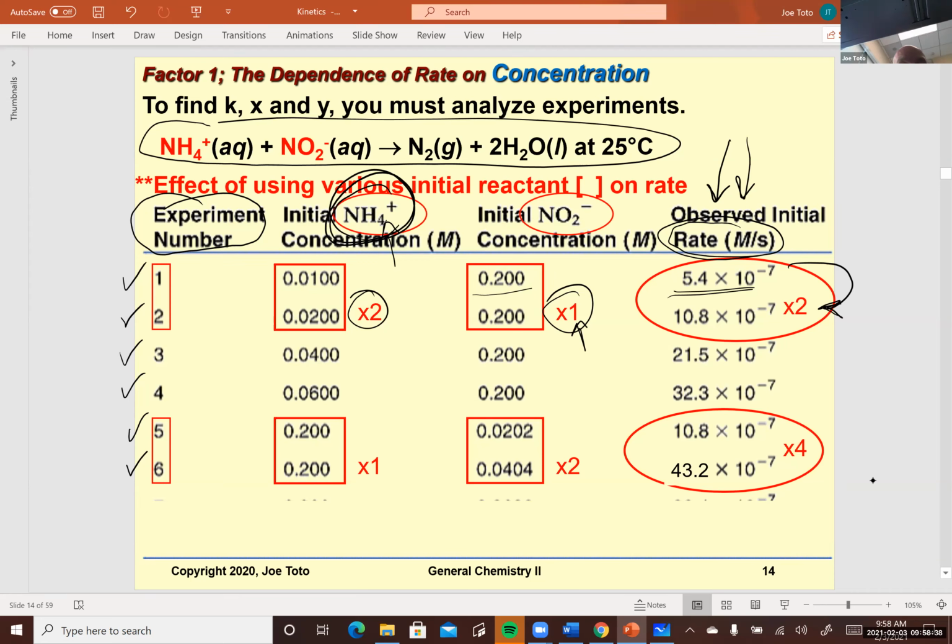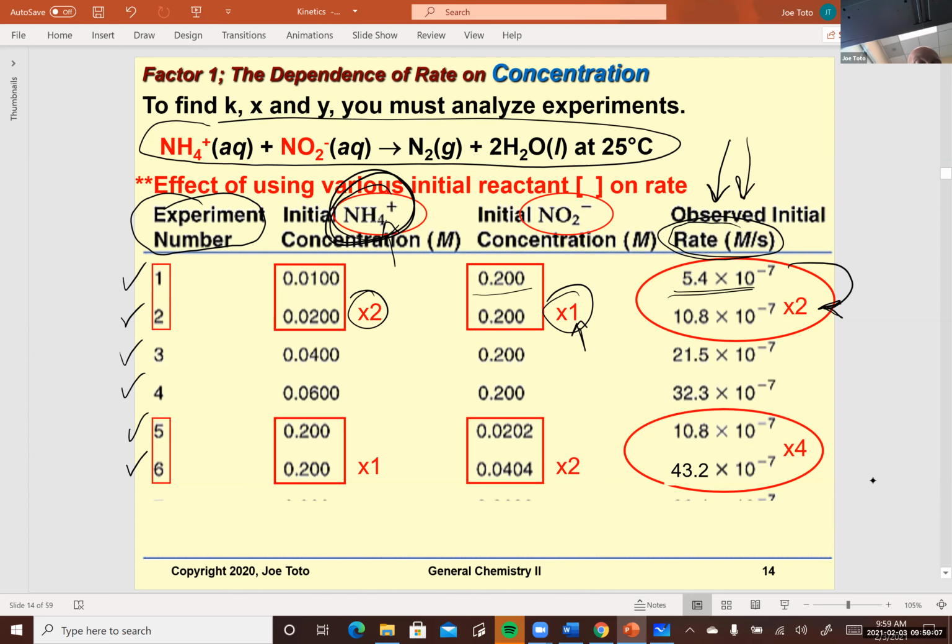So that is a clue. That's a mathematical clue of how to form our rate law. What we say, that's a first order effect. The rate depends on the concentration of ammonium to the 1 power. Okay, so you double its concentration, the rate doubles. That's a linear or a first order effect.